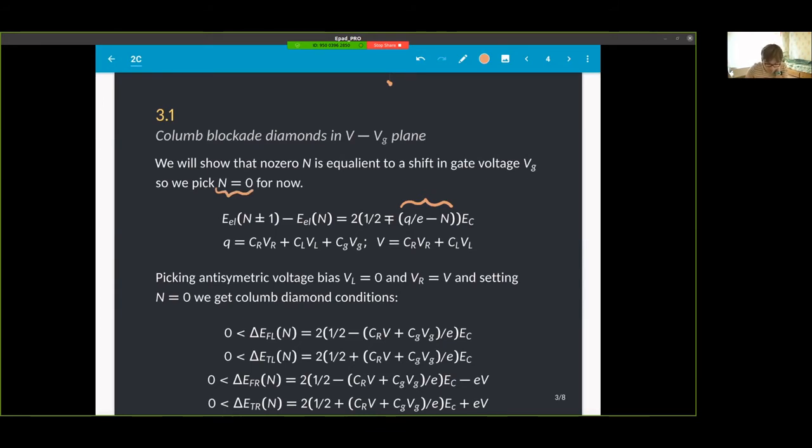And right, in this exercise, in this task, we are asked to determine the shape of the Coulomb diamond for the case when we have an asymmetric voltage bias, V left is 0 and V right is V. So electrons are flowing from the left to the right, to the positive. So we write these energy differences. We can write them as follows. And the important stuff now is to draw them, to see the diamond. This is a more complex thing.